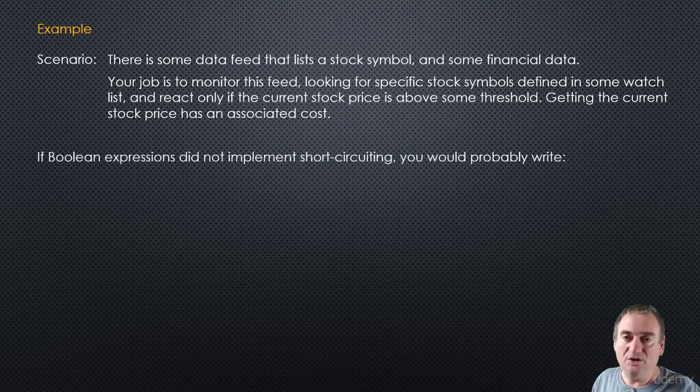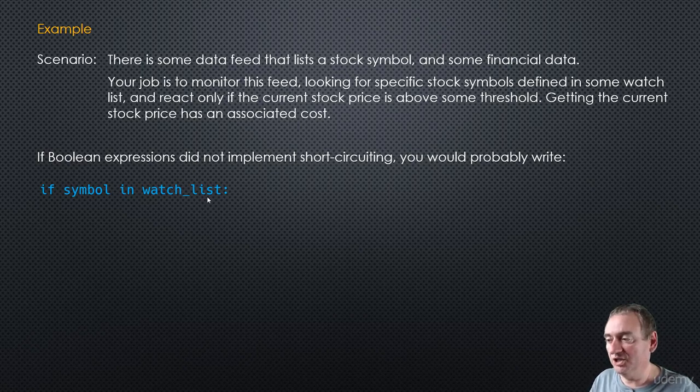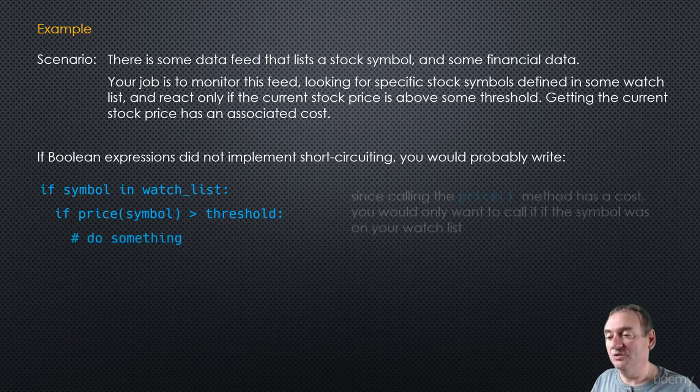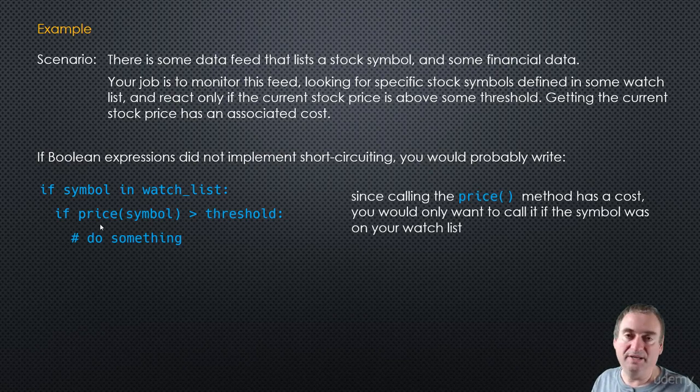So let's see how we might code this. Let's assume we didn't have short circuiting at all. Then you would probably write it this way. The first thing is you would have an outer if symbol in watch list. So the first question is, is the symbol one that we're interested in? This watch list would be a list of symbols, and we're going to check to see if the symbol we just received in the feed is in that list. If that's the case, now we go and retrieve the price. And if the price of the symbol is greater than some threshold, then we go ahead and do something or other. So the thing here is that calling the price method has a cost.